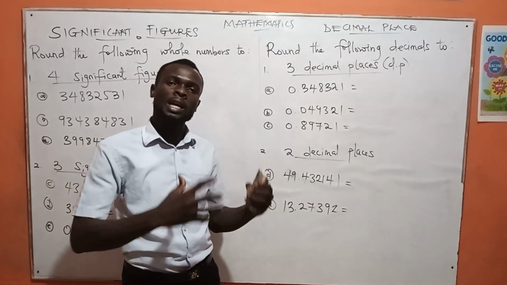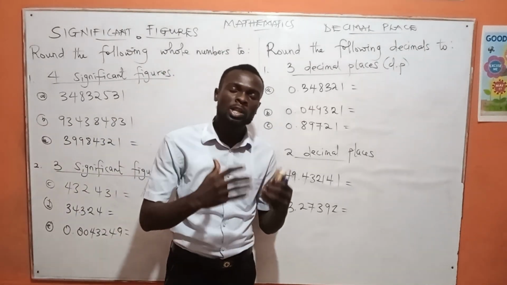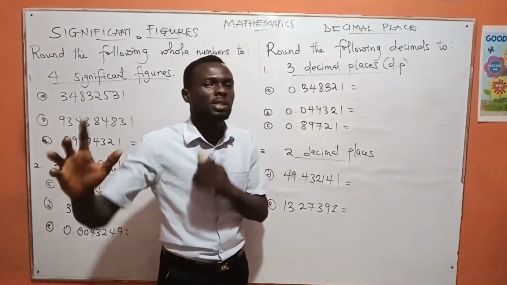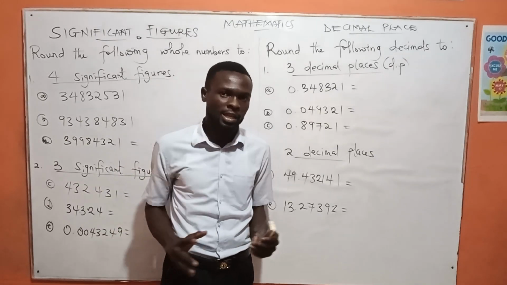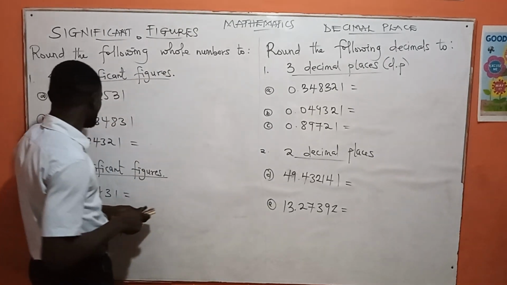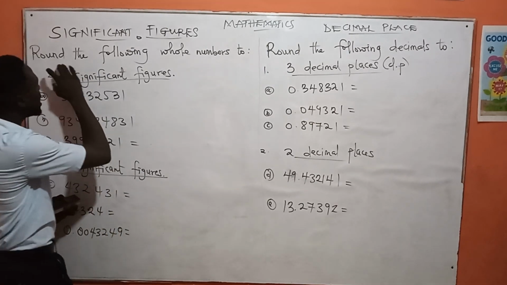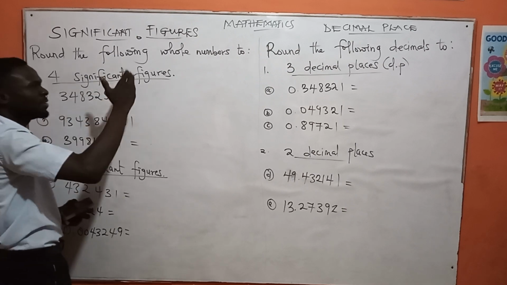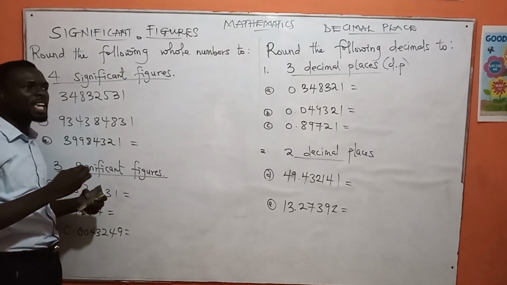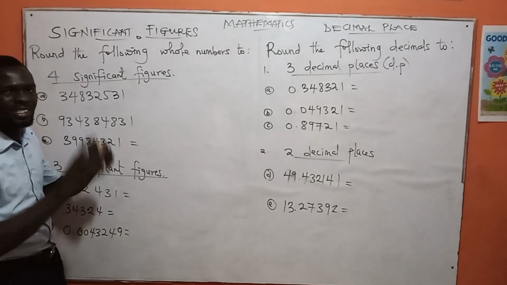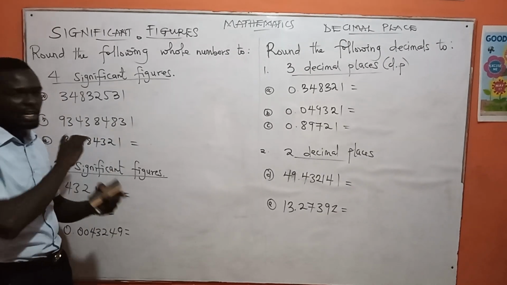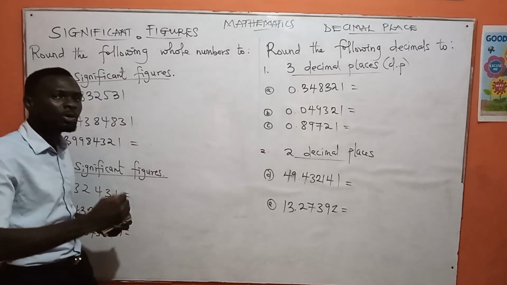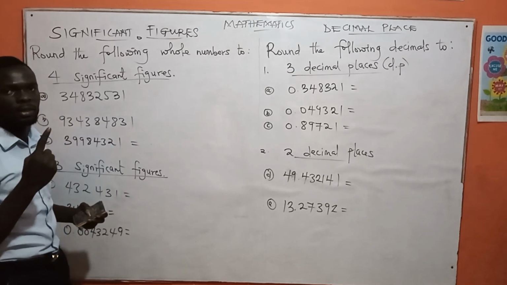But for short, whenever we are being asked to round a number to a given significant figure, the significant figure simply means that we are going to start from the very first number that is not zero, the non-zero digit. So if you look at the whole numbers we have here, it says round the following whole numbers to four significant figures. When we say four significant figures, it means start from the first number that is not zero, and count to the fourth number.